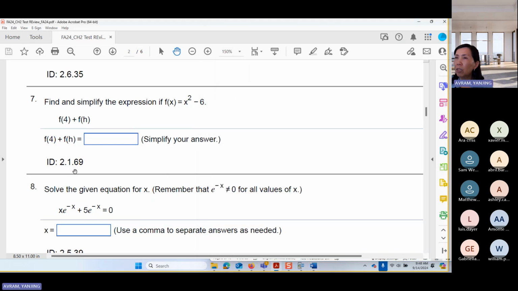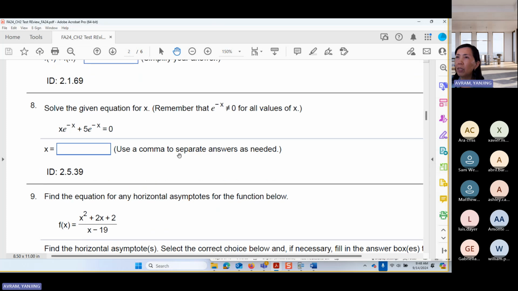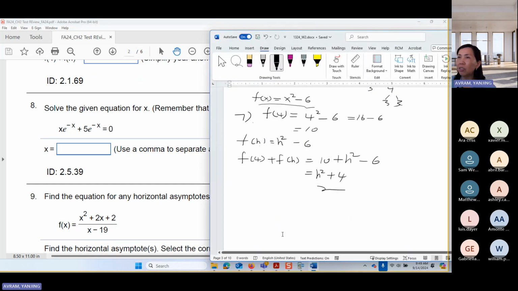All right, so this is from 2.1, okay? Just the function notation in here. This one will be the exponential equation, okay? So remember that e to the negative x power is not equal to 0 for all values of x. That is an exponential graph, right? Okay, so we want to solve for x in here. Let's see. This one looks a little bit complicated, but actually it's not. All right, so how do you solve this one?